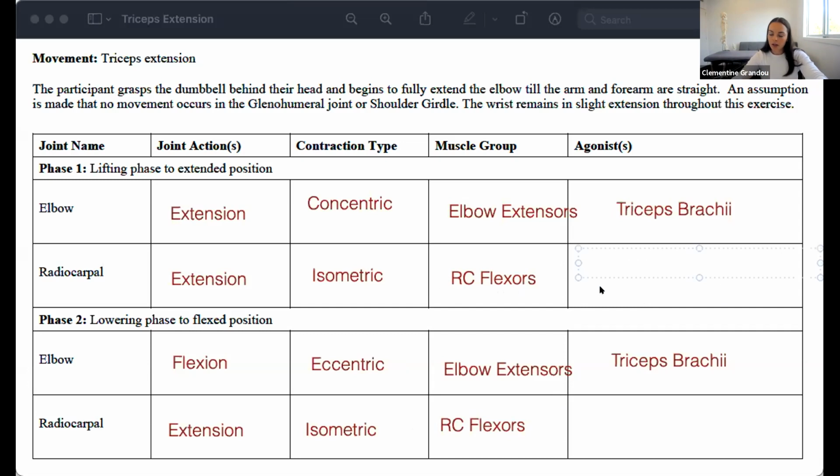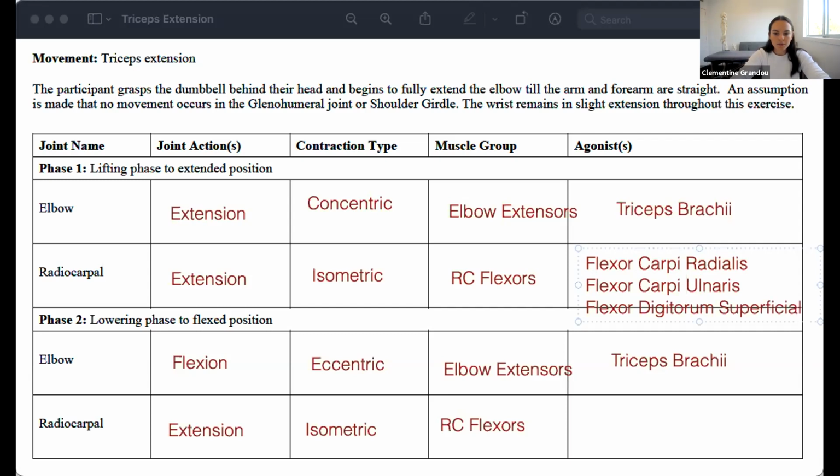And then there's three agonists of radiocarpal flexion, being the flexor carpi radialis, flexor carpi ulnaris, flexor digitorum superficialis. And then I know here, radiocarpal flexors, it's going to be the same as above. So I'll just write as above. So there is the tricep extension.